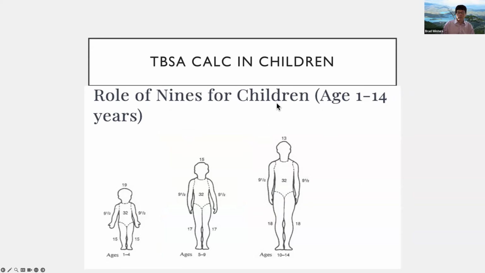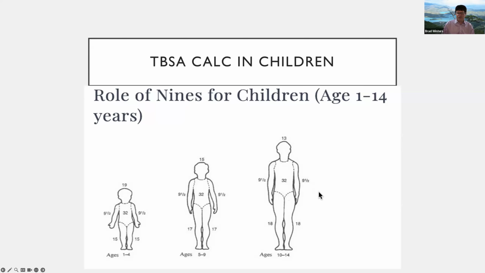In children, though, we modify the rule of nines. Now, they call it the rule of nines, but it doesn't really follow the nines. It sort of follows the nines for the legs and the arms, but because of the relative size of the head compared to the rest of the body in children, the head gets a proportionally larger component than it does in adults. And likewise, the thorax also gets a higher level of assignment.